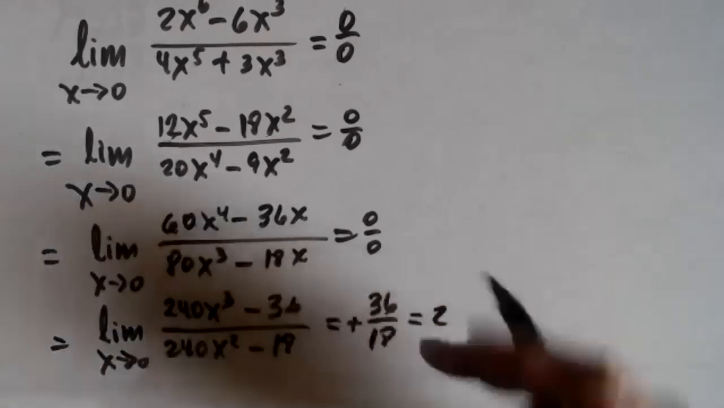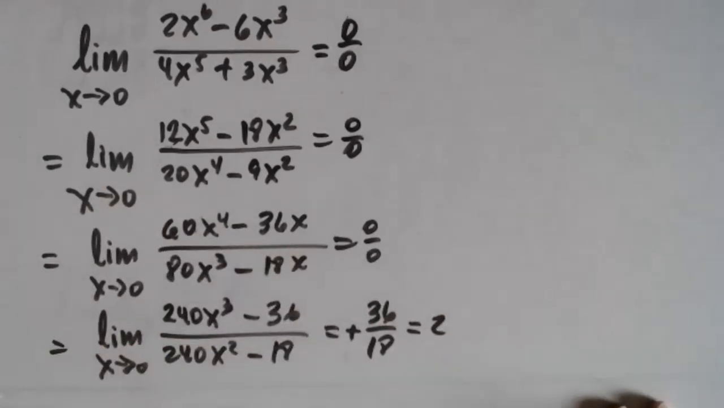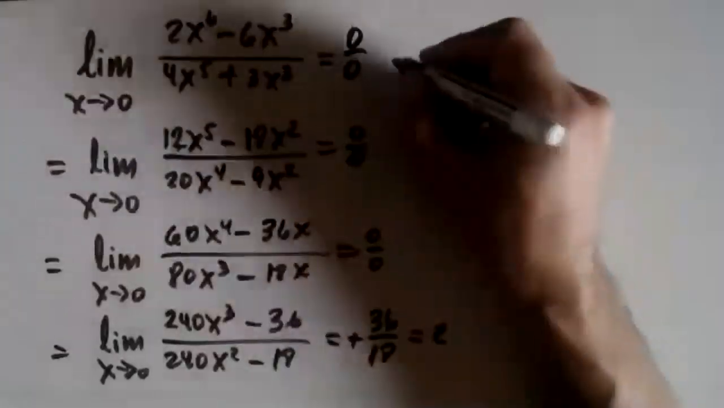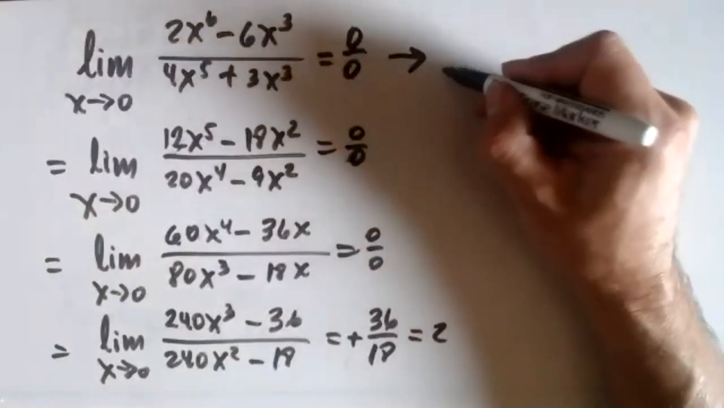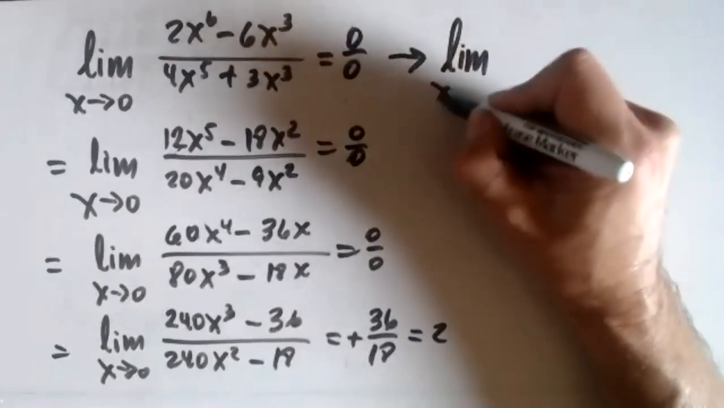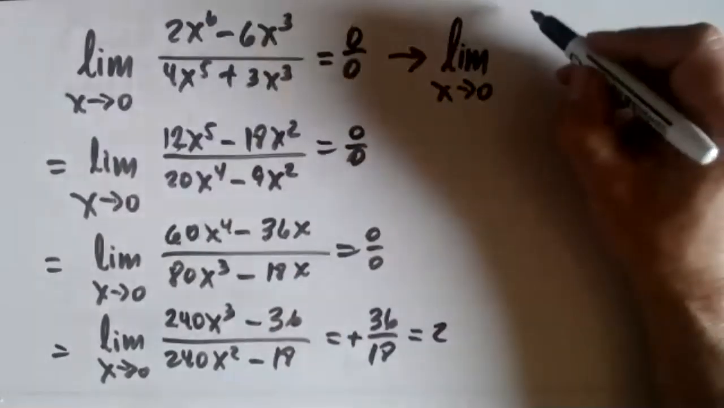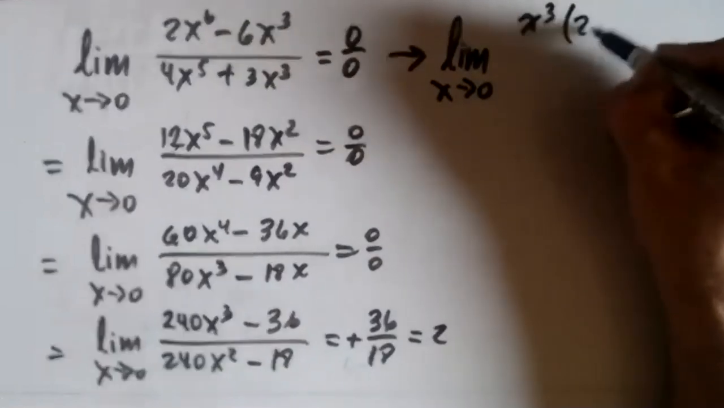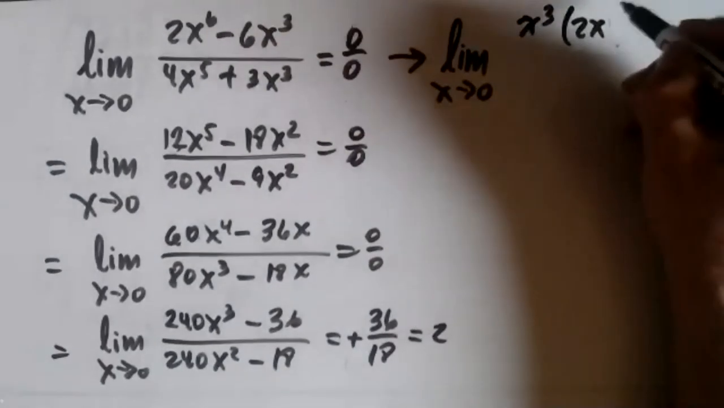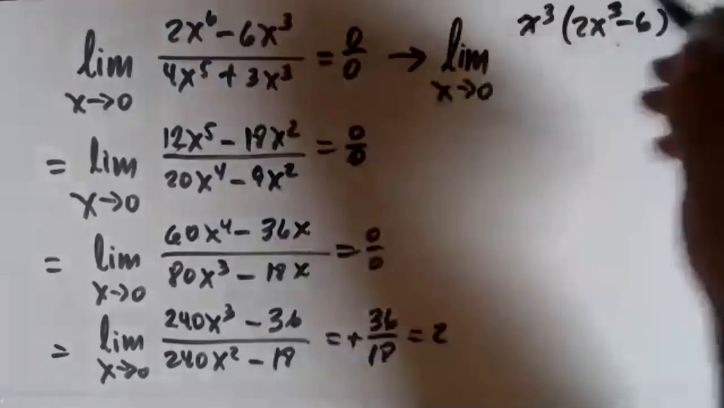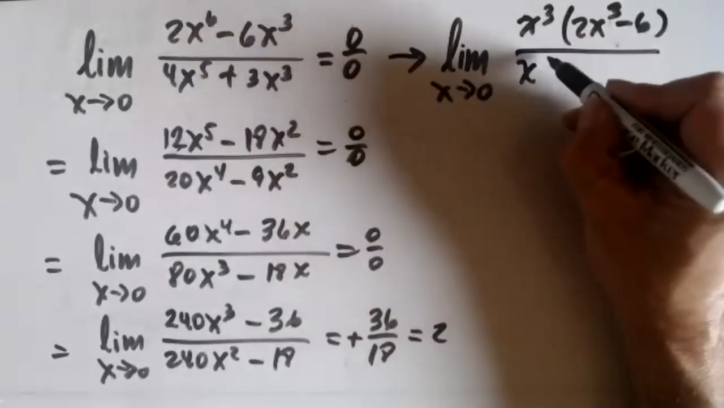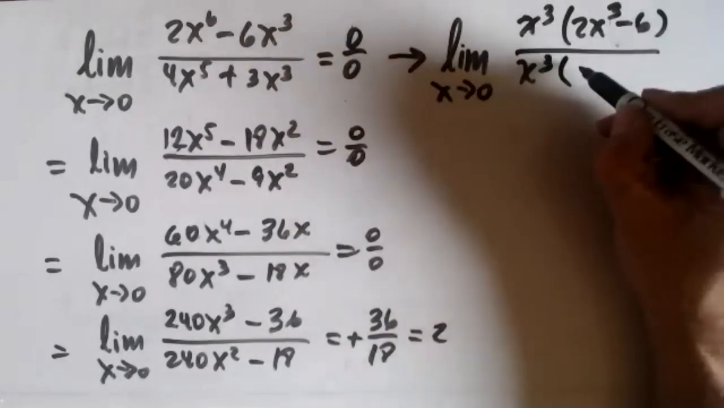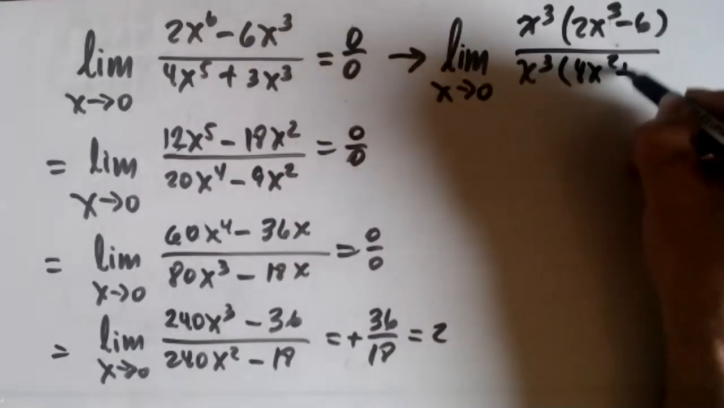Everything? Okay. You see, this is very long, correct? It's working, but it's very long. If you take the algebra in this case, this is the limit when x approaches 0, and then we can factor x cubed from this one, x cubed times (4x squared plus 3) minus 6 over x cubed, correct?